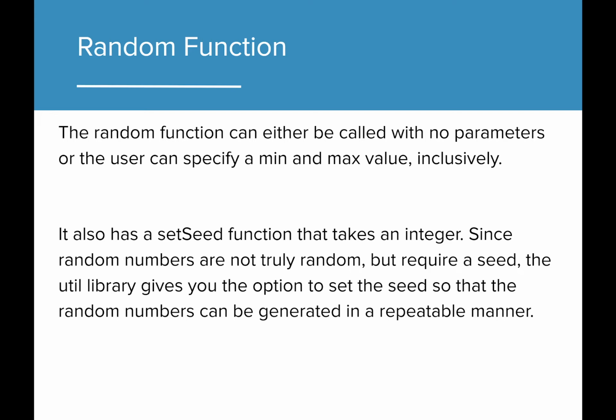There is also a random function. This function can either be called with no parameters, or the user can specify a min and max value inclusively. The random function also has a setSeed function that takes an integer. Since random functions are not truly random, but require a seed, the util library gives you the option to set a seed so that the random numbers can be generated in a repeatable manner.